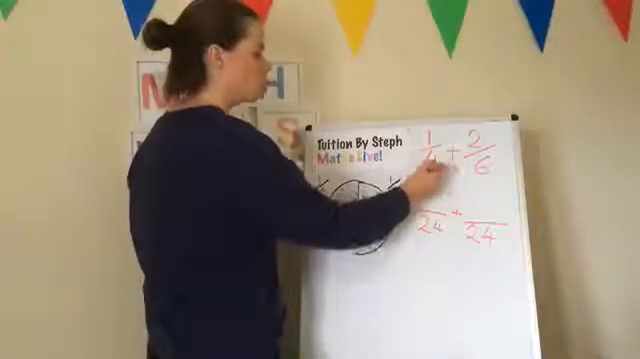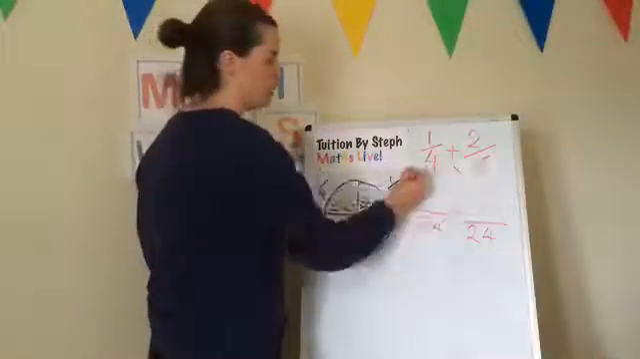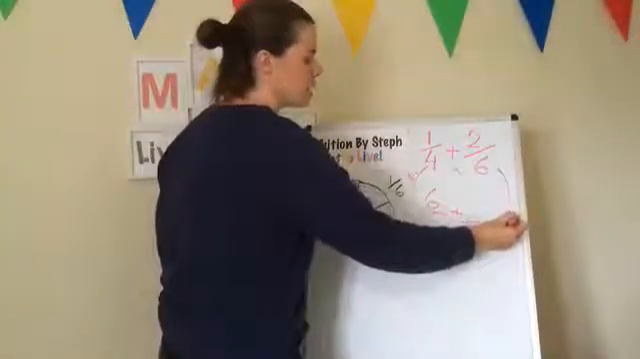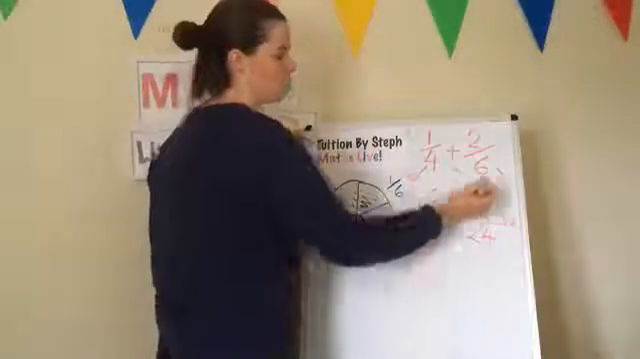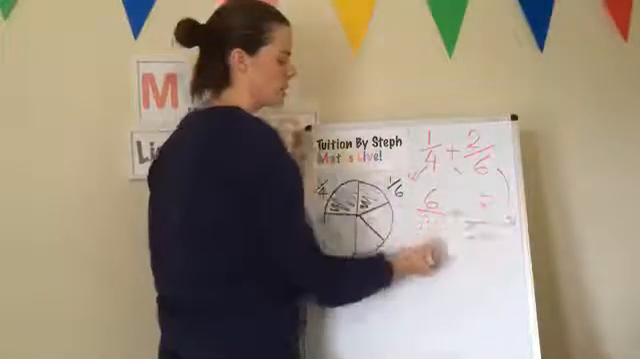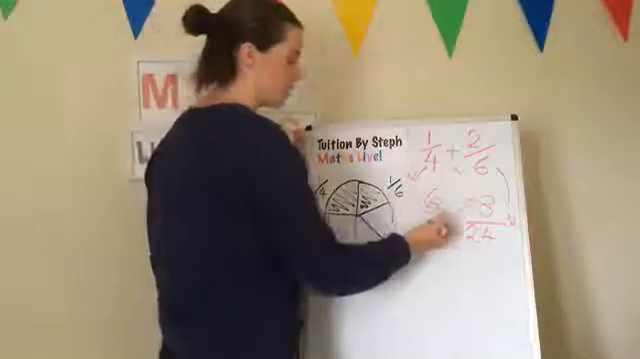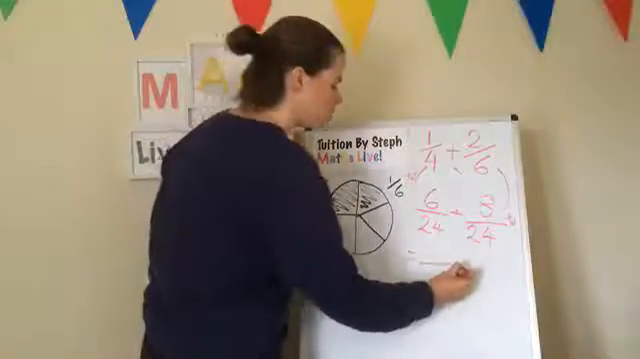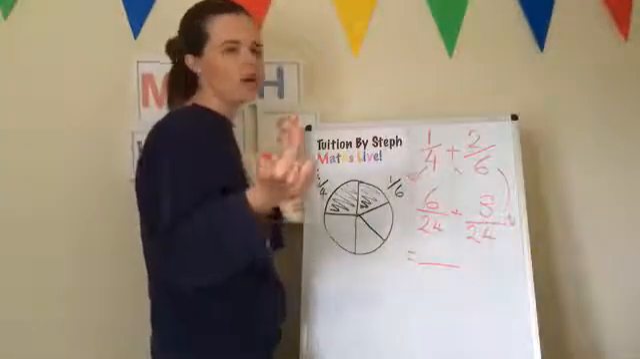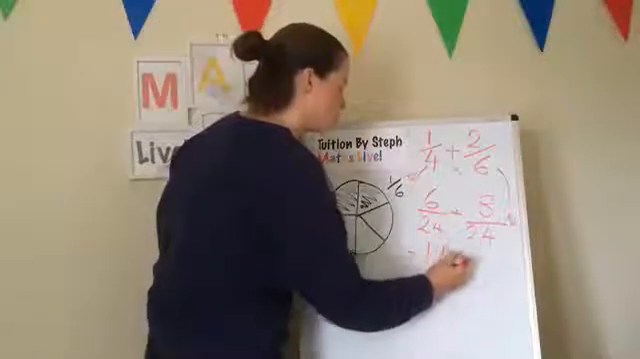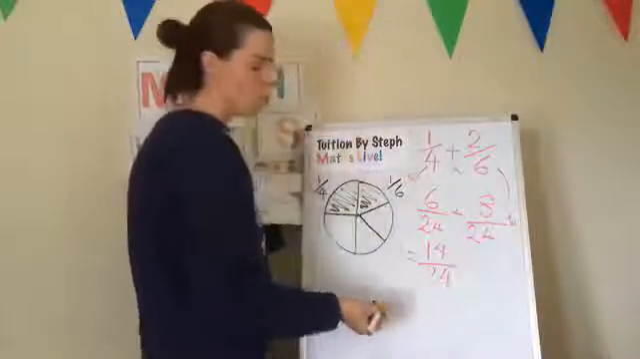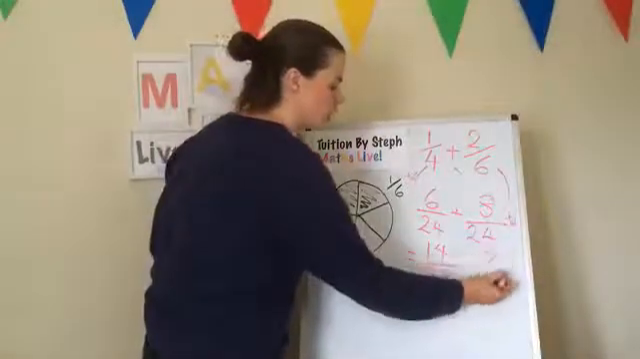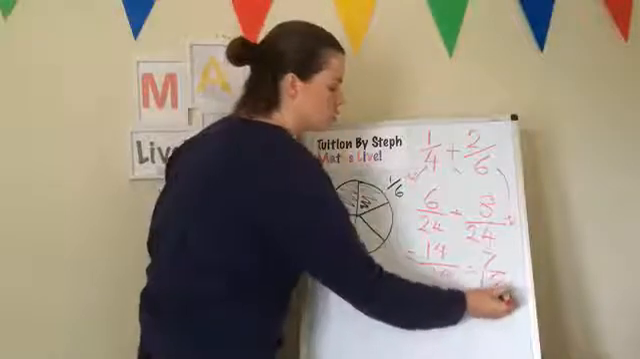Okay. What did you do to 4 to make it to 24? We times it by 6. Do the same to the top. 6. What did you do to 6 to make it into 24? You times it by 4. Do the same to the top. 2 4s are 8. Then you add together. So 6 over 24 plus 8 over 24 equals, so 8, 9, 10, 11, 12, 13, 14. 14 over 24. Ooh, they're both even numbers. Let's simplify it. So half of 14 is 7, and half of 24 is 12.